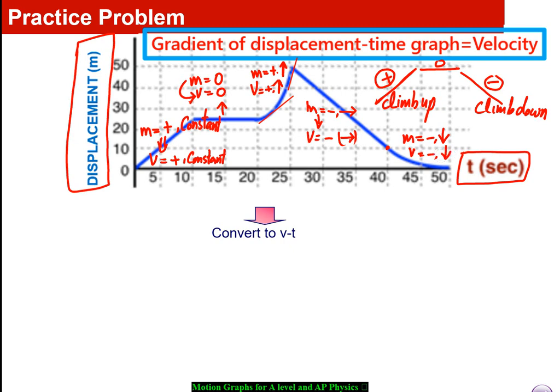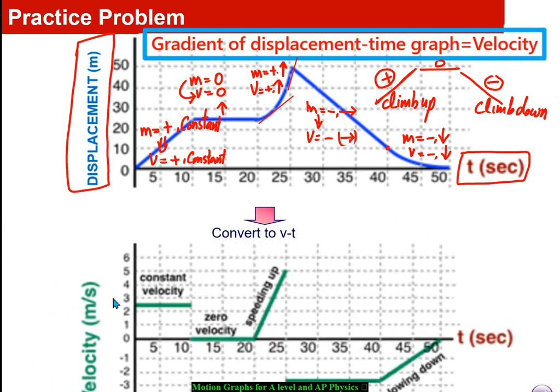Okay, let's see how we can sketch the velocity time graph now. So here is our velocity time graph. Let me give you one quick idea about that. The first one, velocity has to be positive and constant. You can see this velocity is positive and constant. How about the second part? Velocity has to be 0. You can see for this second part the velocity is 0. And the third part, velocity has to be positive and increasing.